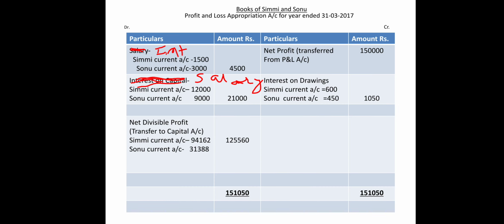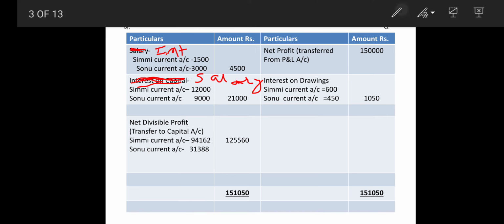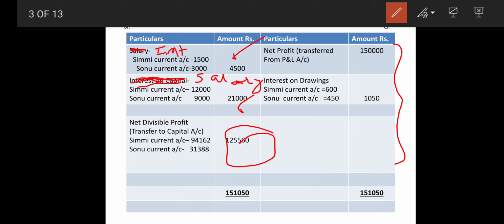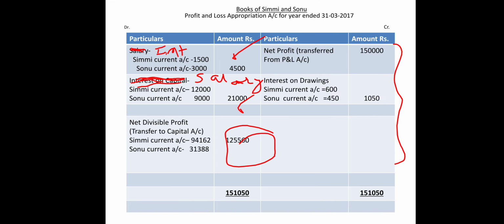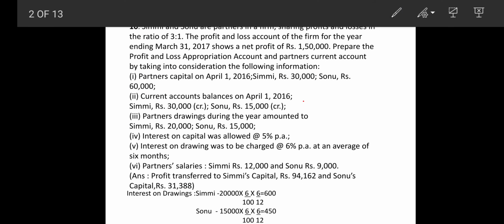So very first we are going to make the total of this. P&L appropriation account first total 1,50,000 plus 1,050 will give you 1,51,050, and of this we will be minusing 4,500 and 21,000 for salary, and that gives you a difference of 1,25,560, and that is to be distributed among the partners as per their profit sharing ratio, and that is mentioned in the sum, 3:1.